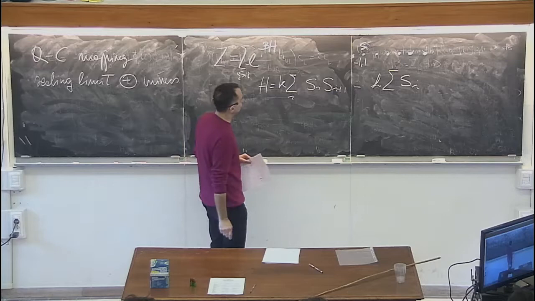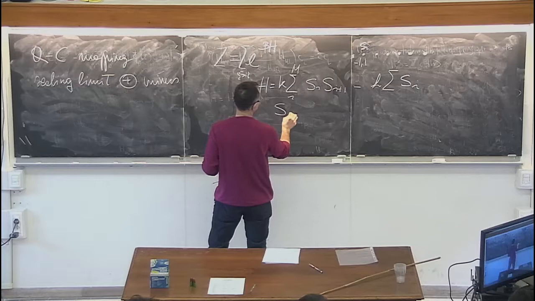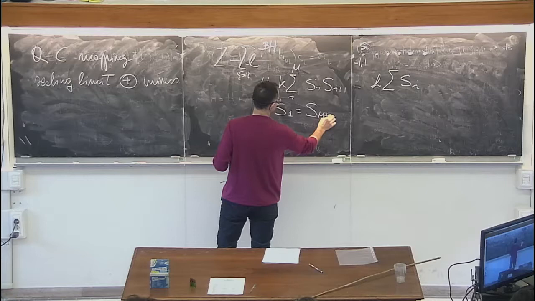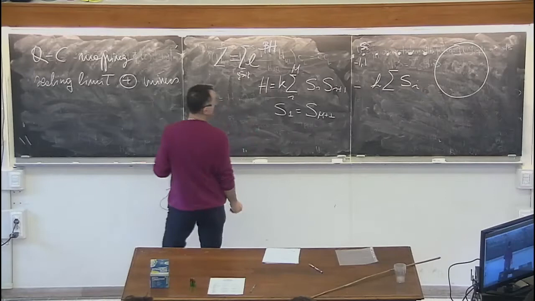So this is a chain, we have M spins, and the condition is such that s_{M+1} is equal to s_1. You can see it as a lattice model on a ring. Just a ring, if you want. This is the one-dimensional Ising model, which can be easily solved, as we will see in a few minutes.